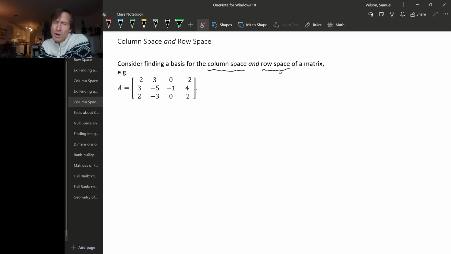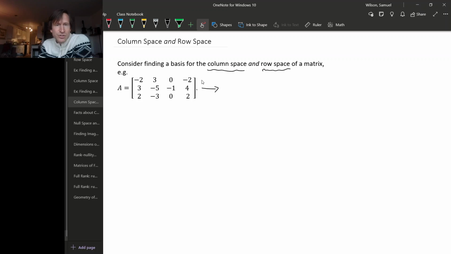It's kind of unfortunate that we have to do both, right? Because if we do row operations, that won't change the row space, but it will change the column space, which is really too bad. But let's find a basis for the row space and then think about the column space. So essentially what we're going to do is do row operations to reduce this to a row echelon form. It doesn't even have to be reduced row echelon form. It can just be any row echelon form.